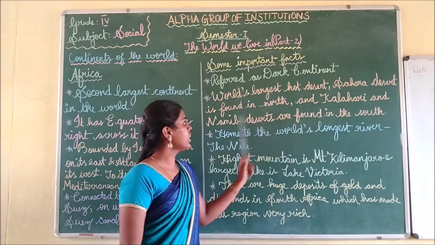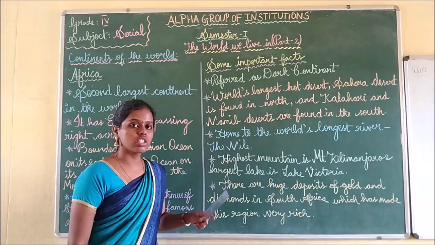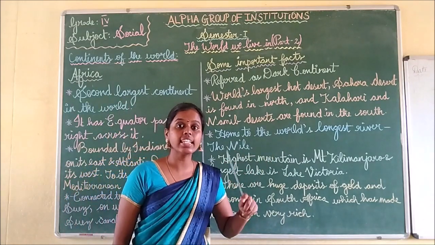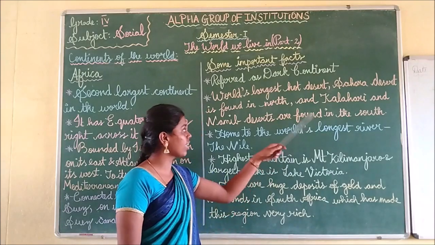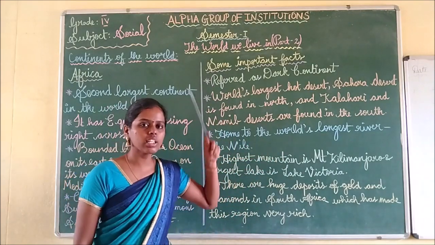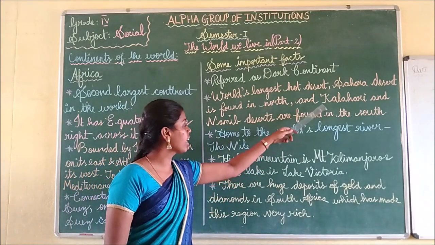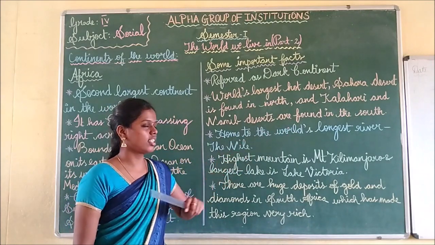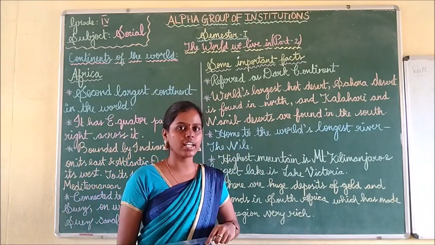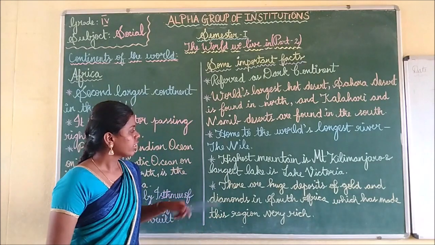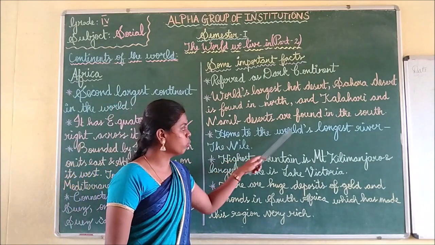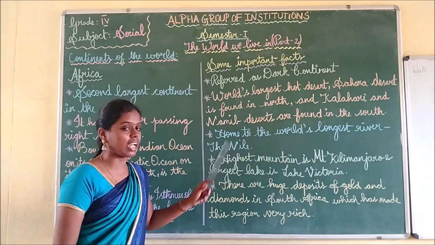Then, Kalahari and Namib deserts. These deserts are also located in Africa in the southern part. Okay, Sahara Desert is located in the northern part of Africa, and Kalahari and Namib deserts are located in the southern part of Africa. The next part is, it is home to the world's longest river, the Nile.